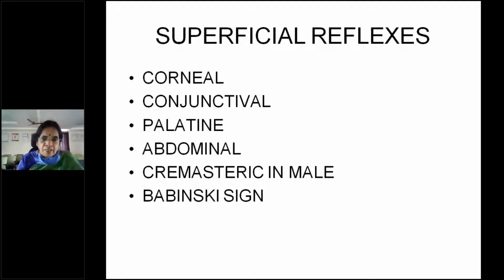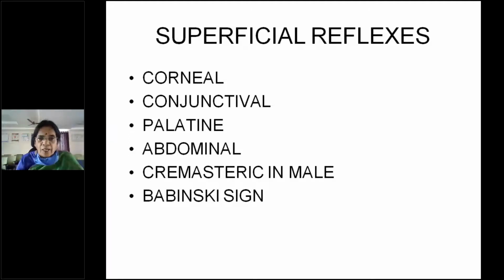And then the Babinski sign. This is the sign of a pyramidal tract lesion. So I'll tell you how to elicit it and what its significance is. Babinski sign is always indicative of pyramidal tract involvement. If you find no other symptoms or signs, and you find Babinski positive, that means it is nothing but pyramidal tract involvement. But of course, sometimes it is physiological.